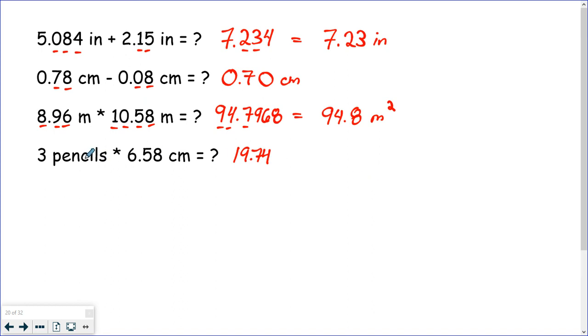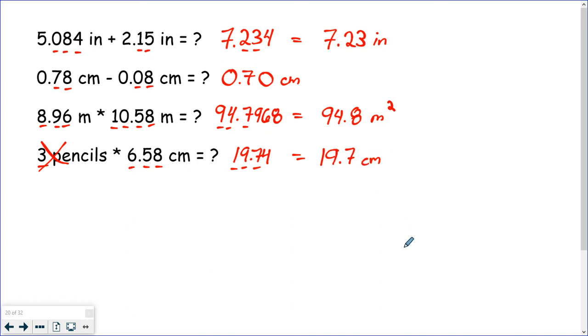Okay, our last one, 3 pencils times my length of the pencil. This is an exact number. It's a counting number, so I do not count this when I'm trying to keep track of precision. It's exact. So that means the only thing I have to go off of is this one. Multiplication tells us to do the least number of significant figures. This has 3 significant figures, so my answer should have 3. 1, 2, 3, round to the 7 spot. It's a 4 after that, so it rounds down. And we keep 19.7, and this would be centimeters.